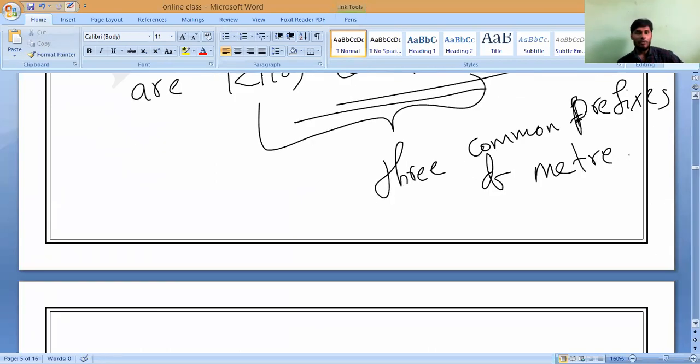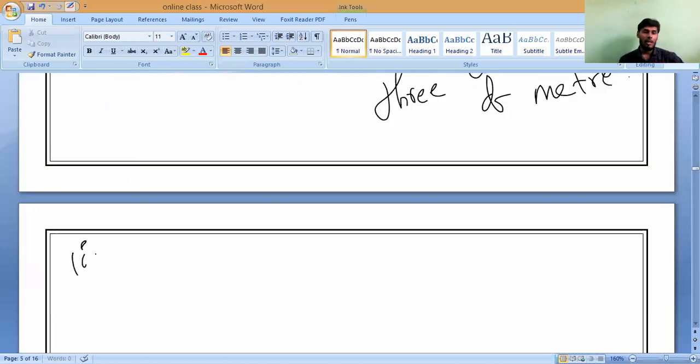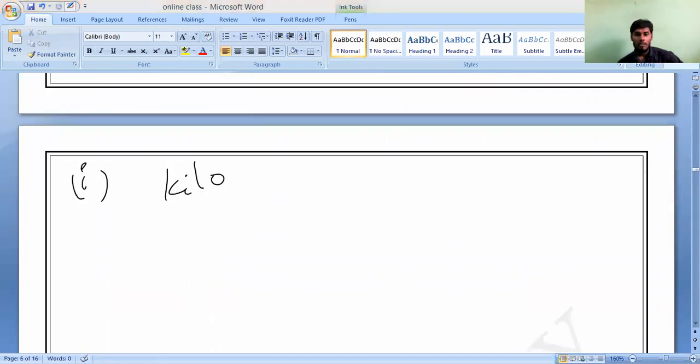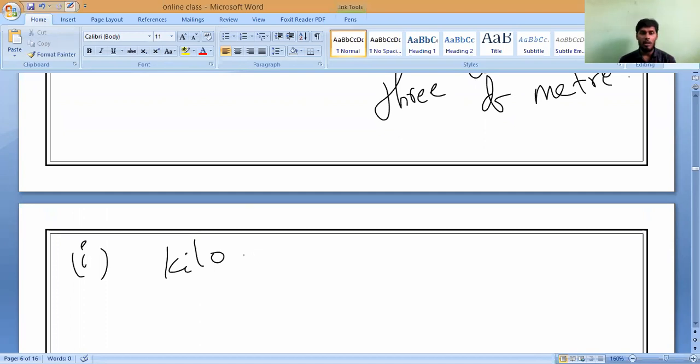Now, let us go with the first one, Roman number 1. Kilo. Understand, Narayan? Kilo is a prefix which denotes 1000. If I add kilo, it is indicating what? 1000. Correct or not? So all of you should remember, kilo means 1000.